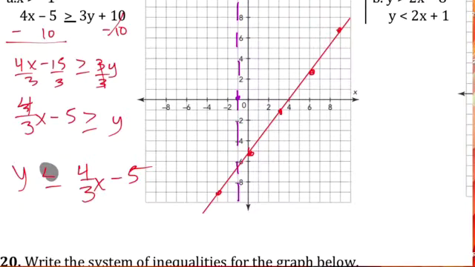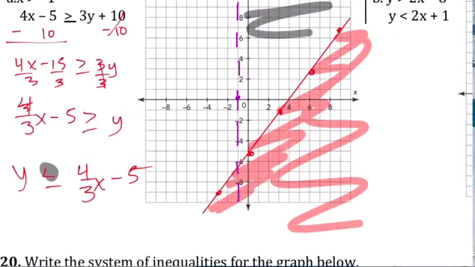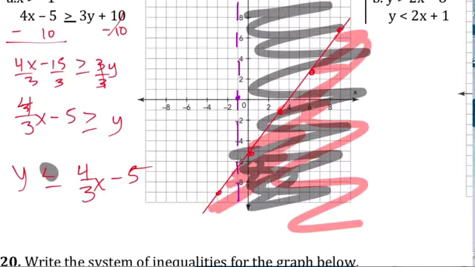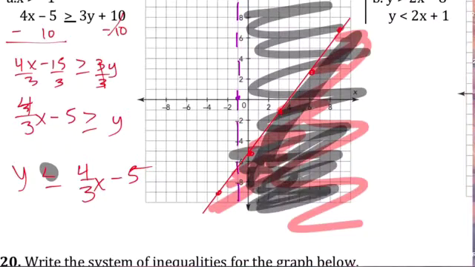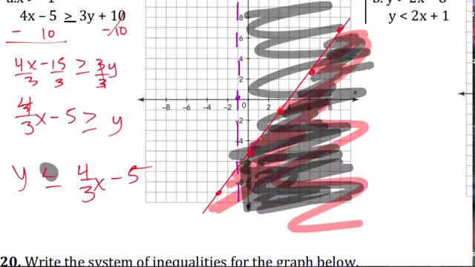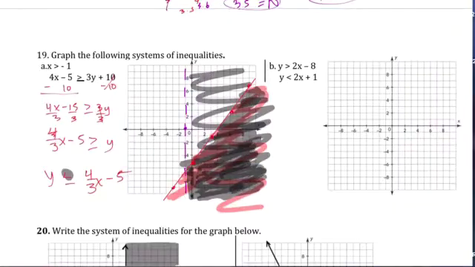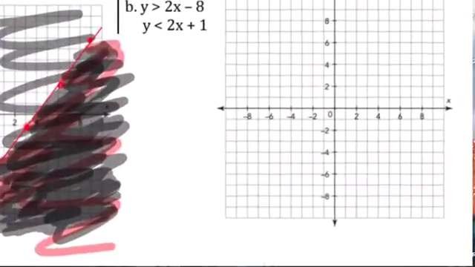Let me shade the bottom. And because the other one is right here, the answer then is this block right there. Shade it darker. And then graph these.